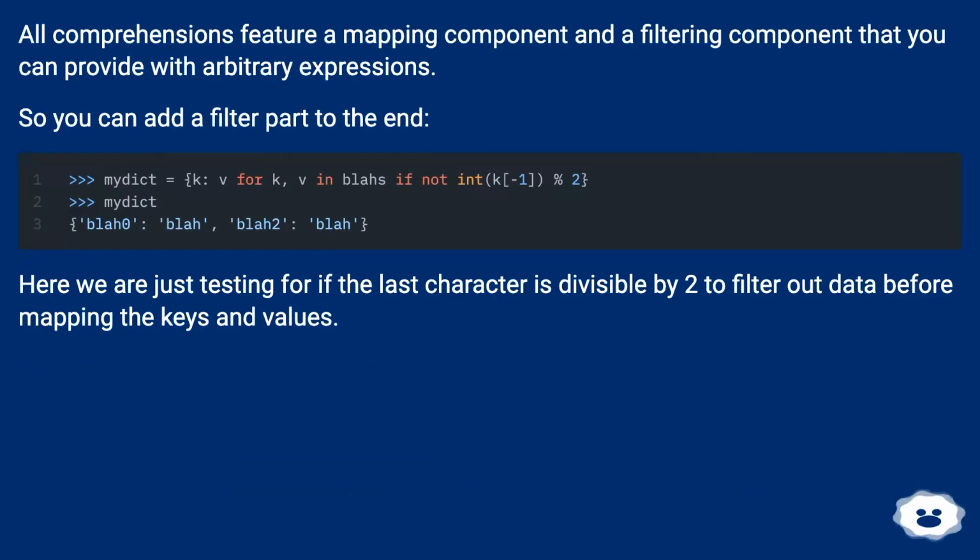All comprehensions feature a mapping component and a filtering component that you can provide with arbitrary expressions. So you can add a filter part to the end. Here we are just testing if the last character is divisible by 2 to filter out data before mapping the keys and values.